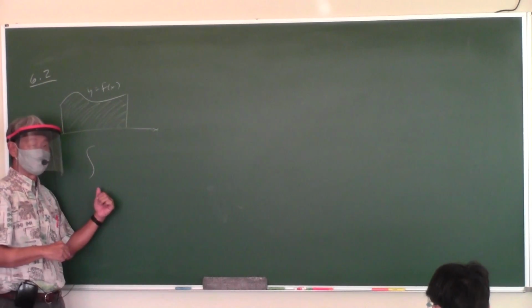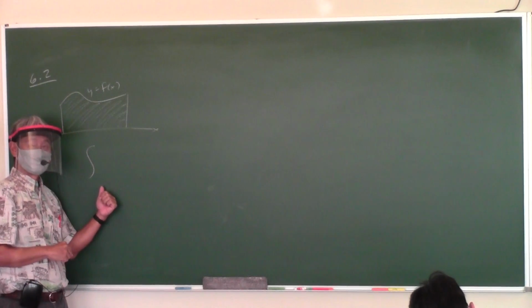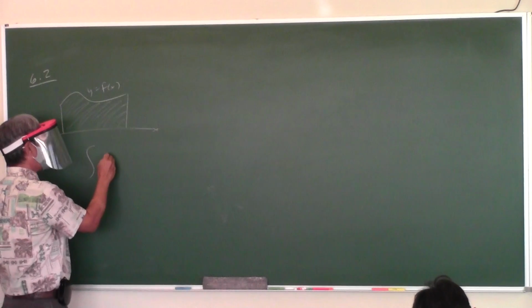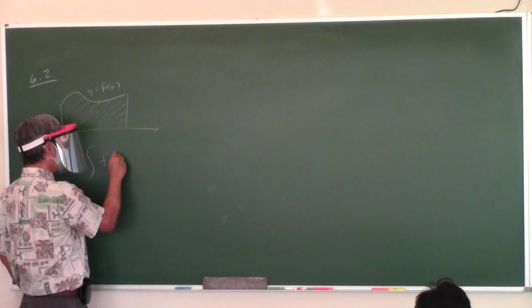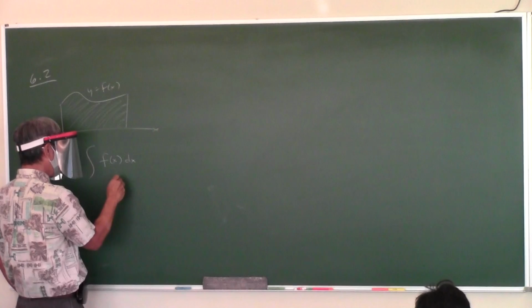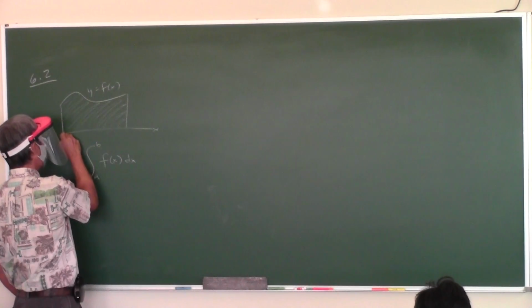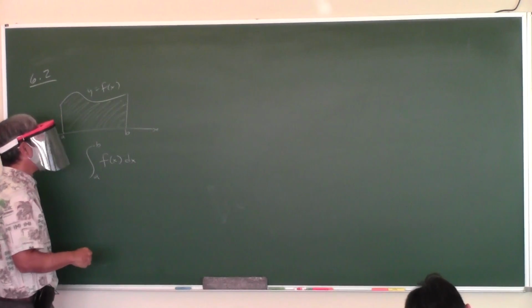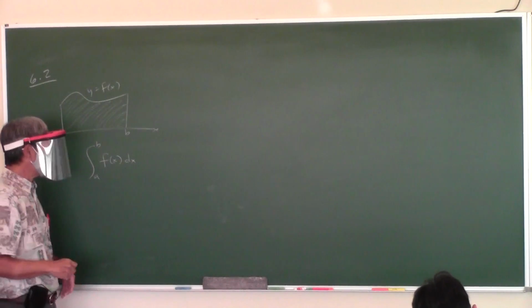Have you seen your friends in BC using this symbol? No. So what it is like this. F of x dx from A to B. So this is like A to B. So this is how you should think of an integral when you see it.